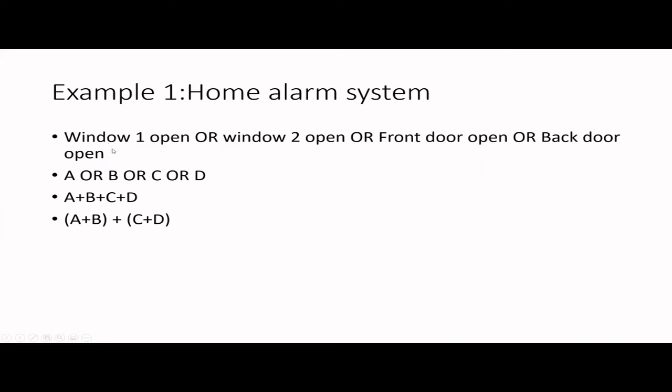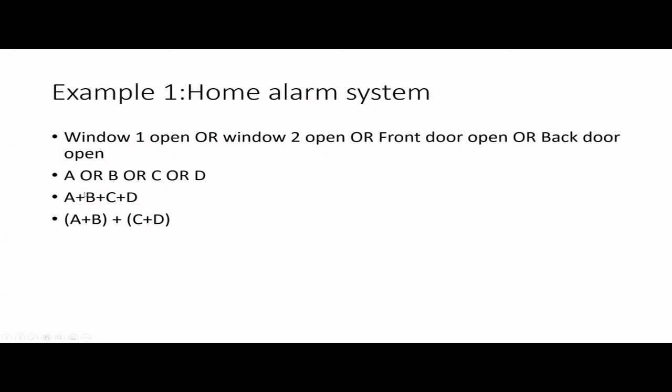Now you have seen the truth table, right? So according to that, if window 1 is open, or window 2 is open, or the front door is open, or back door is open, those are OR scenarios. You understood it with the truth table, right? So if at least one is open, then this alarm is going to be triggered. That means A or B or C or D. That's the main important point you have to understand, right?